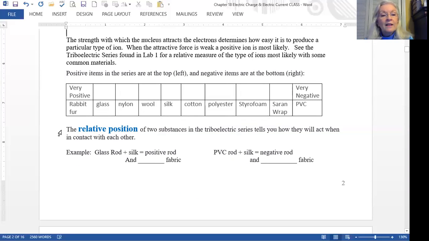So if we look at our relative positions, suppose you have a glass rod and a piece of silk, and you rub the glass rod with the piece of silk. We'll do this again in the first lab if all goes well. What's going to happen is we look at it. The glass rod is down at the positive end, and the piece of silk is to the right of it, which is towards the negative side. So the rod will become positive, and the silk will become negative.